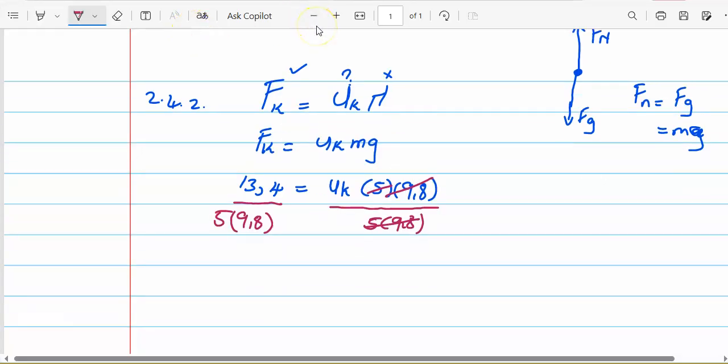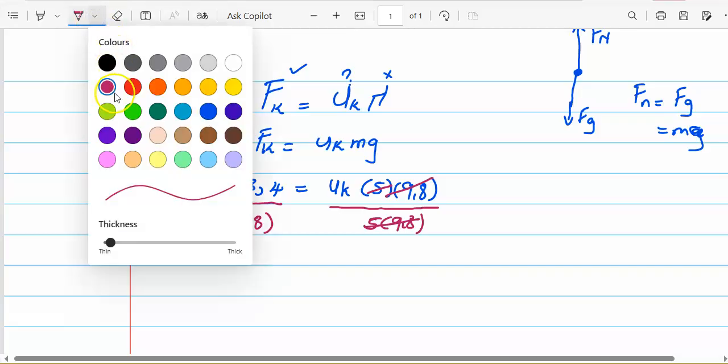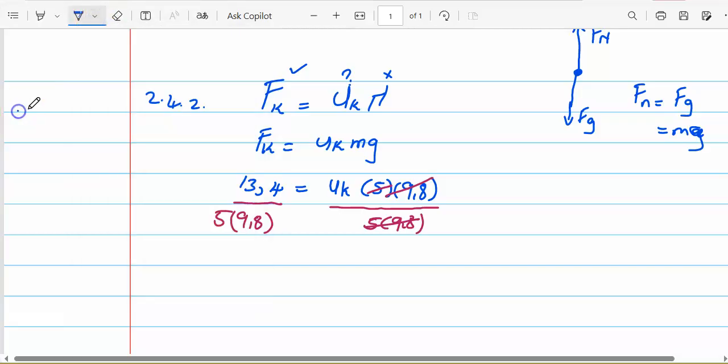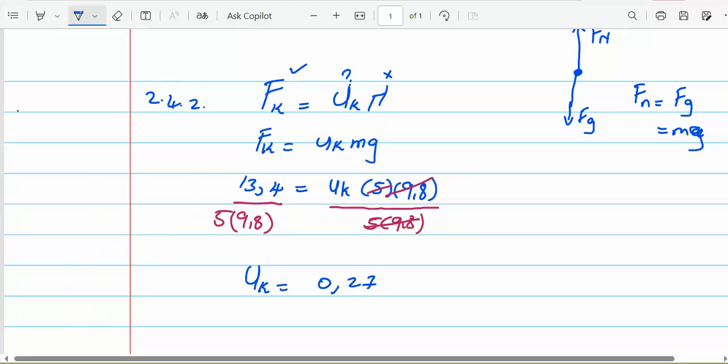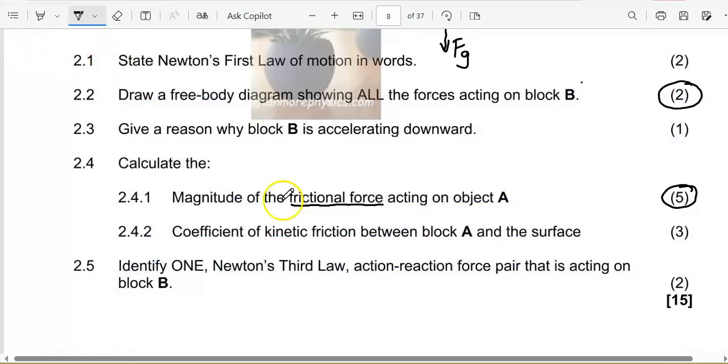I need you to use your calculator. Tell me what is UK equal to. What is the final answer for this? 0.27. UK is 0.27. So there's no SI unit for UK, okay? Yeah. Okay. Right. In the meantime, I need you to think on what is the answer for this final one. Let's see if you can collect these 2 marks.